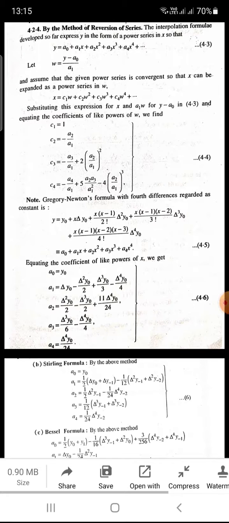Now continuing the topic inverse interpolation, today we will discuss the method of reversion of series. Actually, this method is based on the assumption that the given observation can be expressed in the form of the following power series. Let the power series, as we usually give, be y is equal to a0 plus a1x plus a2x square plus a3x cube plus a4x4 and so on.